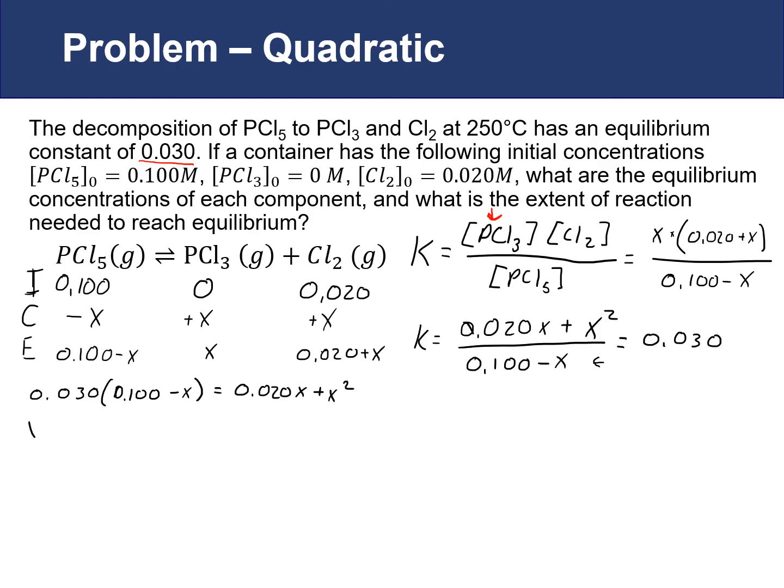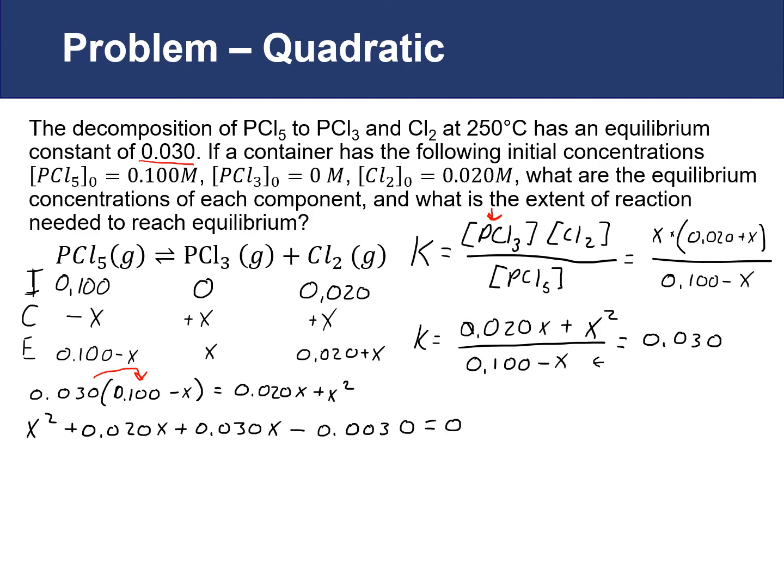That gives us x squared plus 0.020x. If we distribute our 0.03 into the set of parentheses, we would get here plus, because we distribute it and then move it to the other side, so plus 0.030x minus our 0.030 times 0.1, which would be 0.0030. Okay, and this will equal 0.